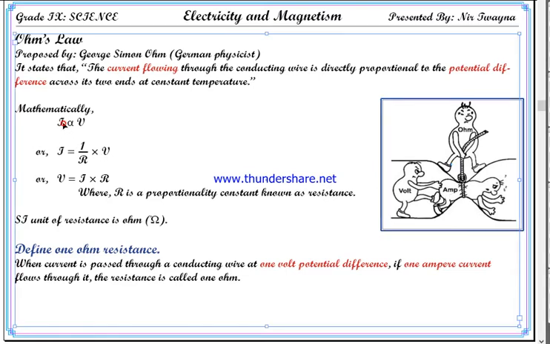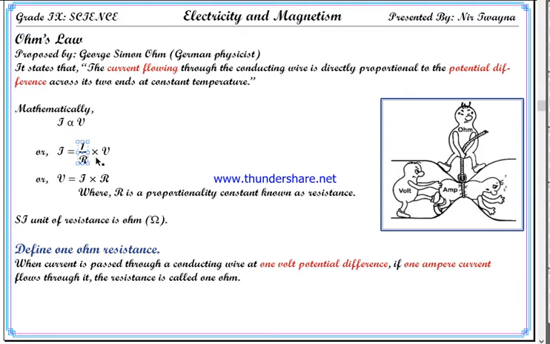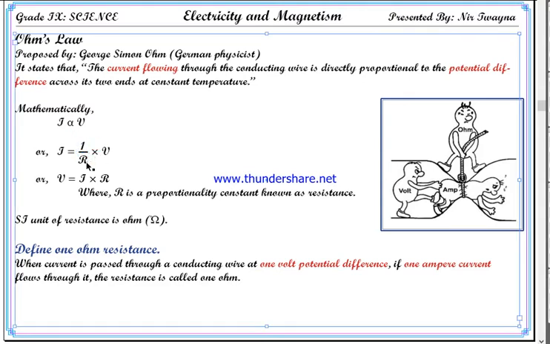So that means I is proportional to V, and by keeping the constant term, the proportionality constant, that is 1 upon R. In general the proportionality constant is not used as a fraction, but here we are using it as a fraction because this proportionality constant or resistance has inverse relationship with electric current. Resistance increases, electric current decreases. That's why I equals 1 upon R times V, and by cross multiplying you get V equals I into R.